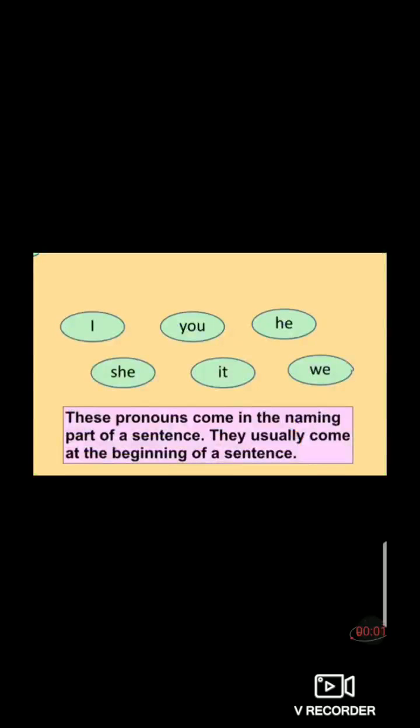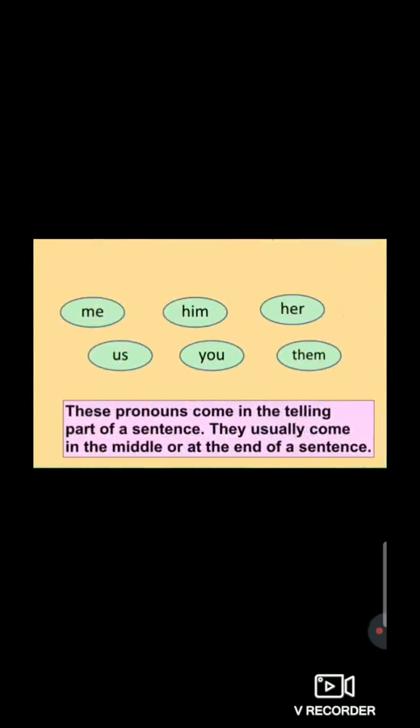So students, these words are used in the naming part of the sentence or at the beginning of the sentence. So let's see those words. I, she, you, it, he, we. These pronouns come in the naming part of a sentence. They usually come at the beginning of a sentence. Me, him, her, us, you, them. These pronouns come in the tailing part of a sentence. They usually come in the middle or at the end of the sentence.